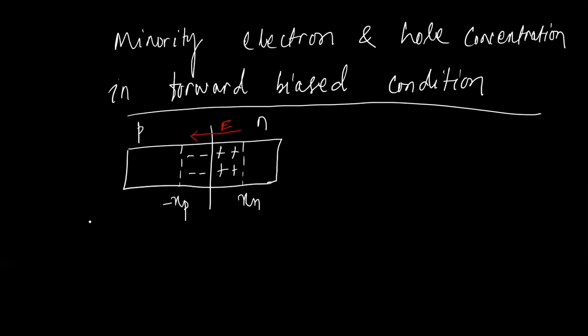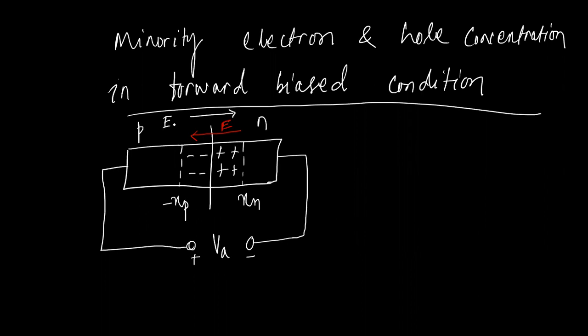Now if you make it forward bias, forward bias means what? This terminal is connected to the positive end of the battery or the cell, and the other terminal is connected to the negative. So N is connected to the negative and P is connected to the positive terminal. Suppose I say VA is the applied voltage. You can see it is positive to negative, so this will be the direction of the applied voltage. I'm just writing it as EF. So this is the applied voltage.